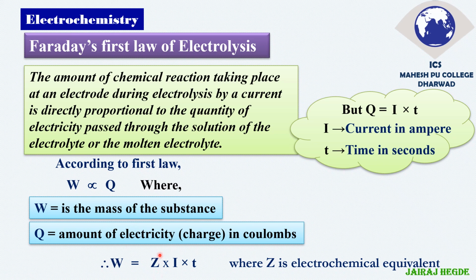Here Z is calculated in a simple way. Z stands for the molecular weight or the atomic weight of the metal divided by the number of electrons changing into 96,500. So I can write it as Z equals molecular weight M divided by N into F.